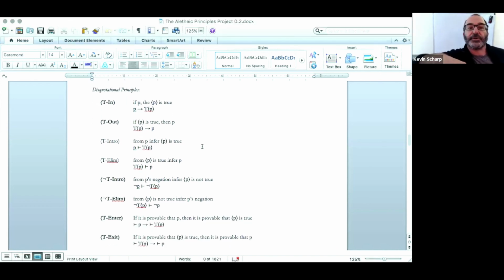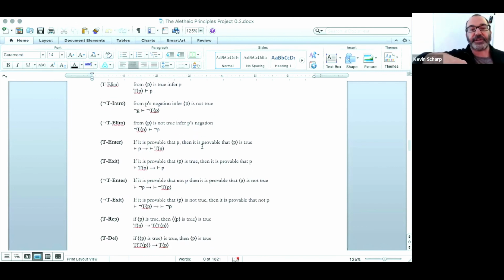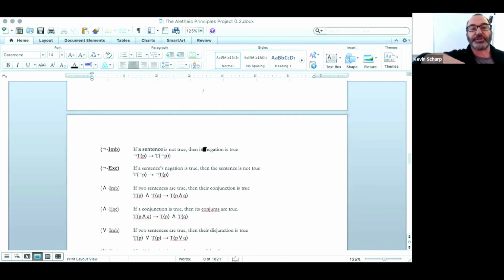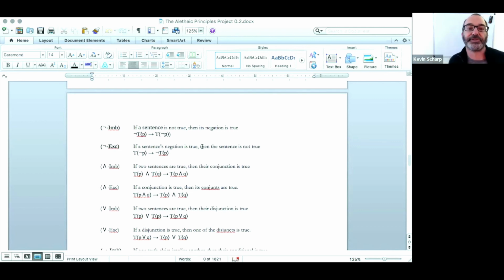Good, okay. So here are disquotational principles, and you can see the bold ones are ones that show up in Friedman and Sheared. So we have in, out, intro, limb, just like a lot of those that we looked at from Friedman and Sheared. We have compositional principles. The first one is: if it's not the case that P is true, then not P is true. The second one says if not P is true, then it's not the case that P is true.